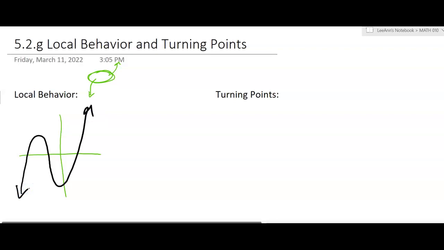Okay, and so we know it's got an odd degree and a positive leading coefficient. We can say that, but we want to talk a little bit more about the local behavior. One of the things we're going to talk about are the turning points. So the turning points are the local mins and maxes.